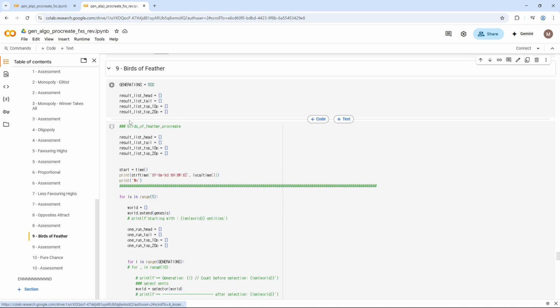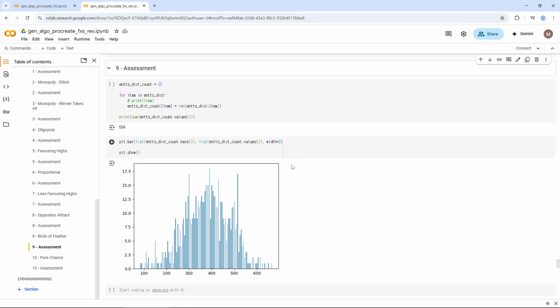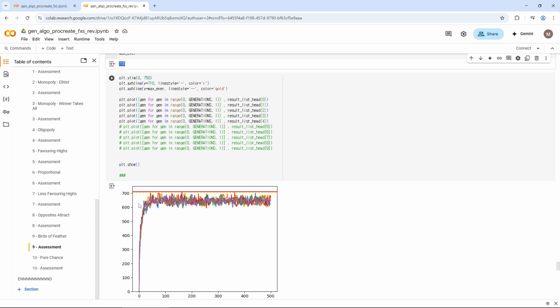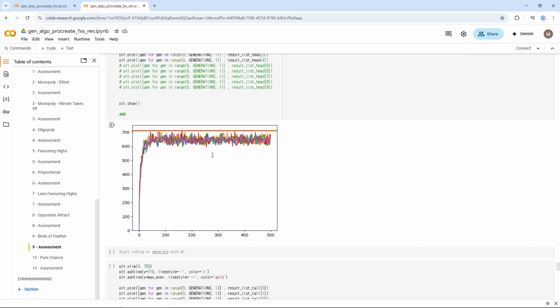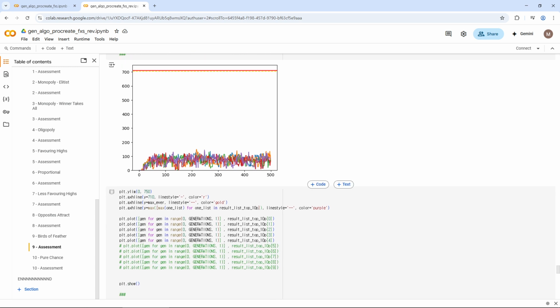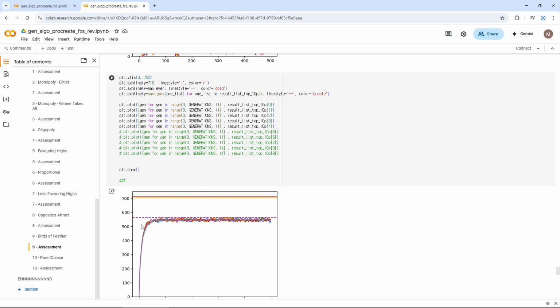Here's one for the birds of feather, the assessment. Well, this is kind of interesting, as there's a huge number of entities above 500, but it's still a bell curve. And the maximum ever has been 705, and the heads are again the top entities, quite unstable, and the tails are, well, as expected, but look very unstable. The top 10% plateauing at about 550 or 540.